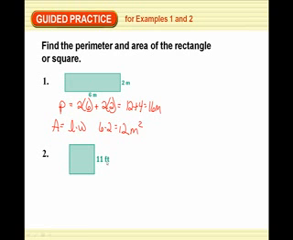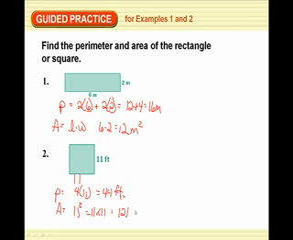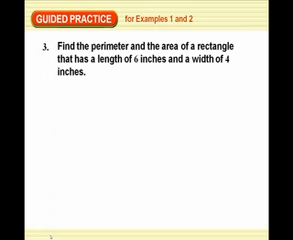Next one, number 2, it's a square. So 11 feet, this would also be 11. For the perimeter, it's just 4 times 11, because there's 4 11s around it. That'd be 44 feet. And for the area, it's just side squared, 11 squared, which is 11 times 11, which is 121 feet squared. So we have perimeter and we have area.